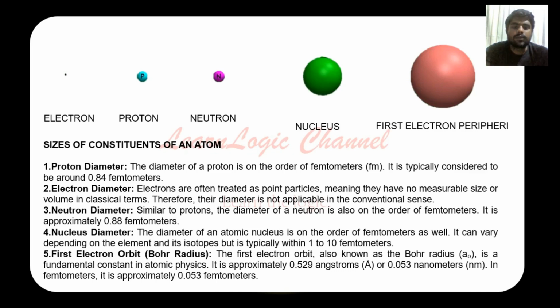And the last, the first electron orbit, also known as Bohr radius, is a fundamental constant in atomic physics. It is approximately 0.529 angstroms. That is 0.053 nanometers. Note here, 1 angstrom equals 1 into 10 raised to minus 10 meters.